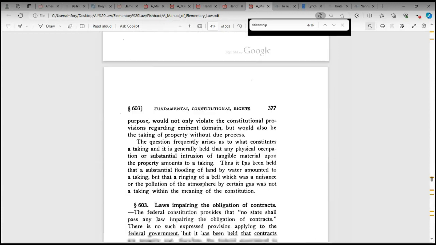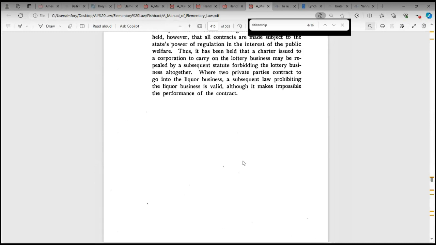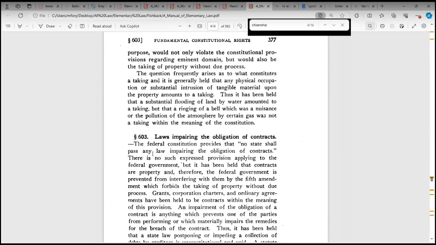So that's going to be all. I'm going to read this though right here. Section 603, laws impairing the obligation of contracts. The federal Constitution provides that no state shall pass any law impairing the obligation of contracts.